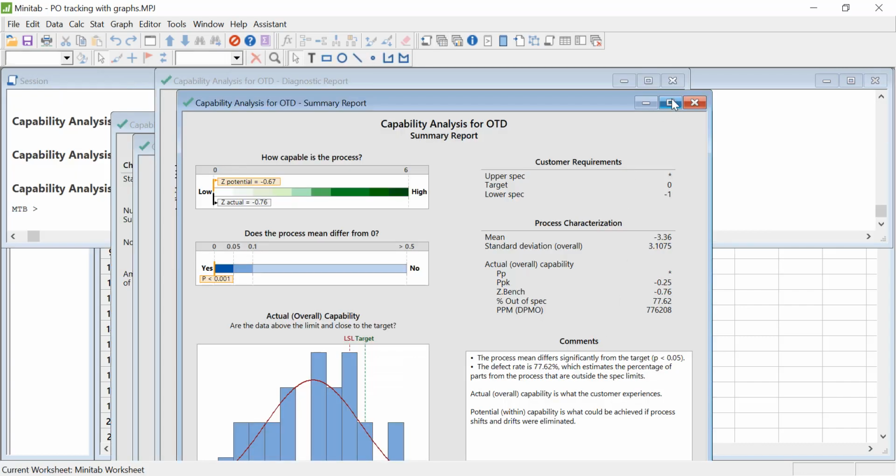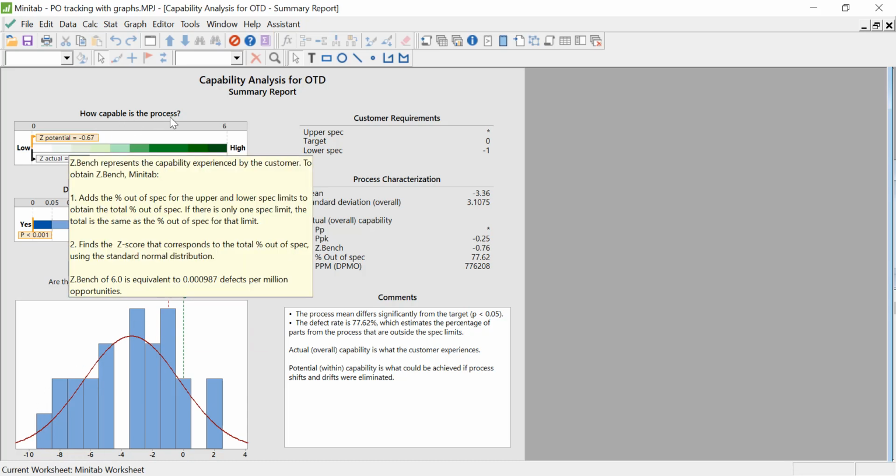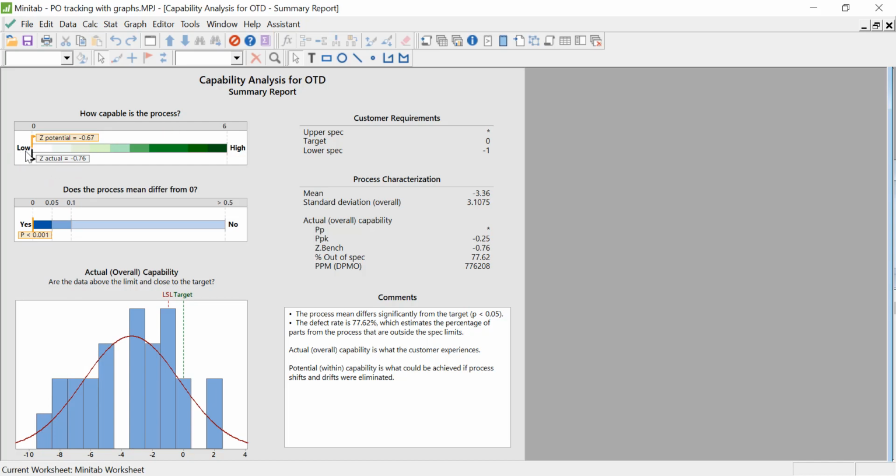And now Minitab goes through and has done a complete capability analysis on this data. Here's a histogram of the data. Here's the target value. Here's the lower spec limit. Just by inspection, we can see that we have a lot of opportunities for improvement. Is the process capable? How capable is it? Pretty low. Does the process mean differ from the target? Yes, it does. And I'll also have that information in this summary box written in plain language.